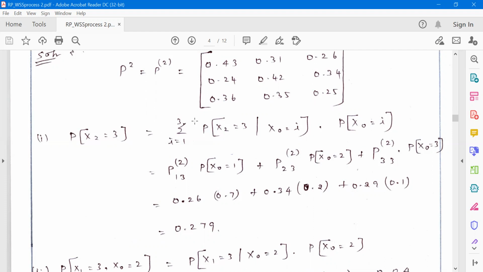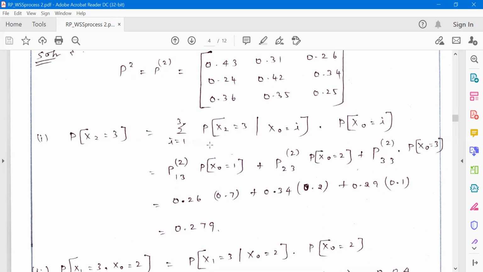Here we are assuming the value X0 is equal to i. So P of X2 equal to 3 is the summation for i equal to 1 to 3 of P of X2 equal to 3 given X0 equal to i, into P of X0 equal to i. First I am going to substitute the values i equal to 1, 2, 3. If I substitute i equal to 1, I will get the first term, P of X2 equal to 3 given X0 equal to 1. This is a two-step transition because here we have 2 minus 0, which gives P square. So we write the first term as P square of 1, 3 into P of X0 equal to 1, plus.